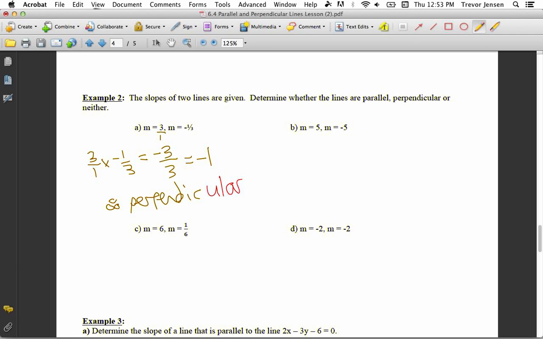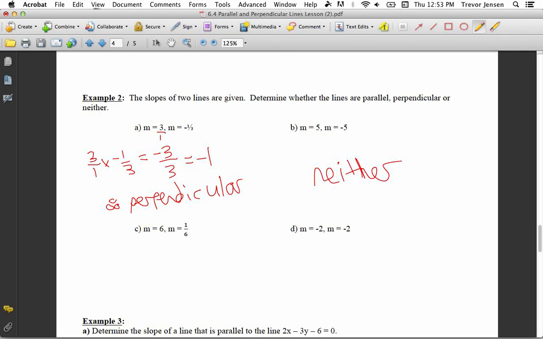You can just check to yourself, so if your original slope is 5, what slope would be perpendicular to 5? Well, think of this as 5 over 1. Perpendicular to this, you'd flip the fraction and then change the sign. It would be negative 1 over 5. Okay? So this and this are not equivalent, so they can't be perpendicular. So in this case, these two slopes are neither parallel nor perpendicular. So, neither.